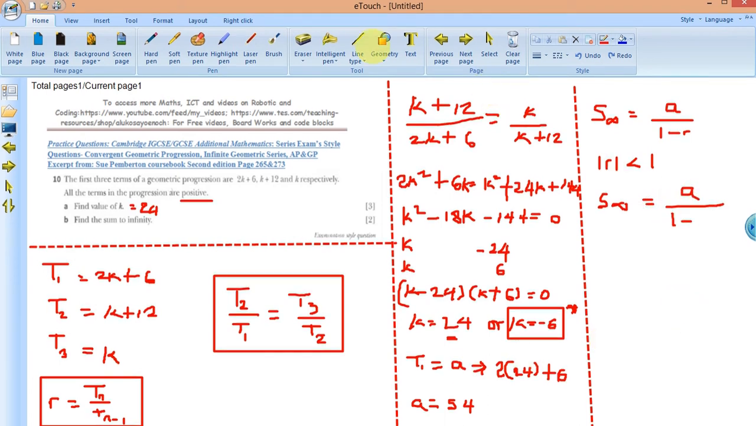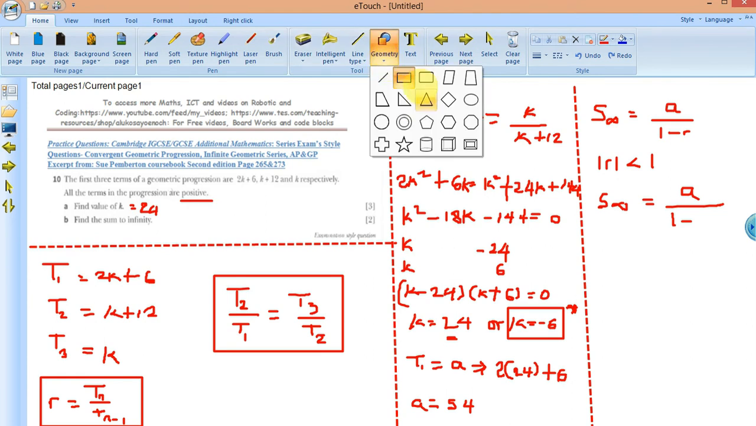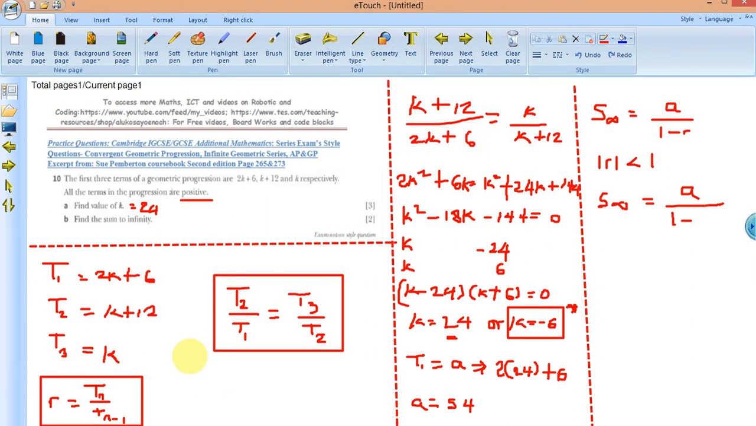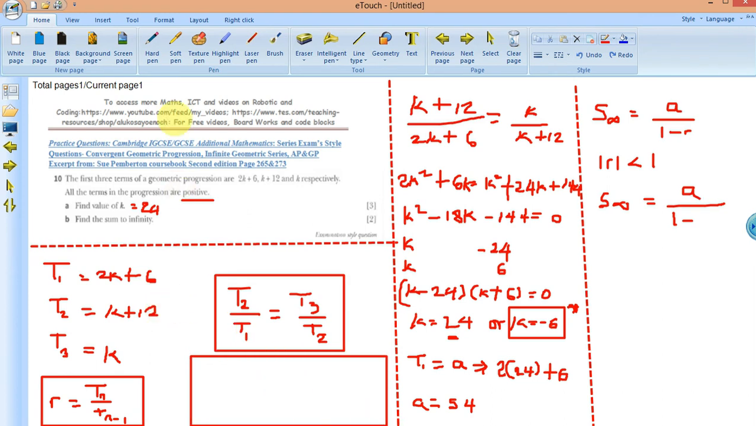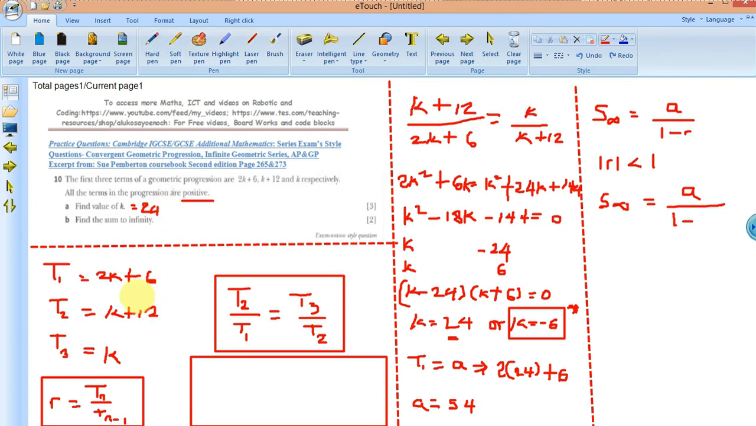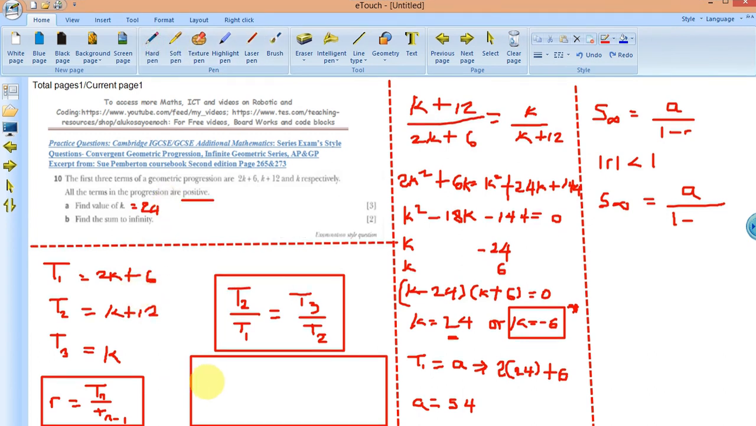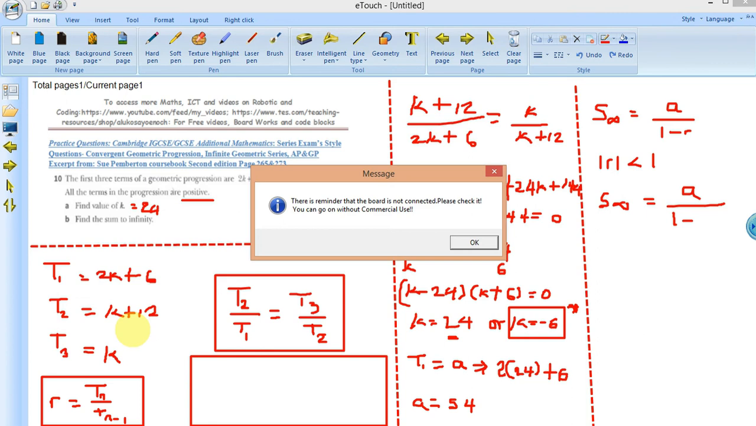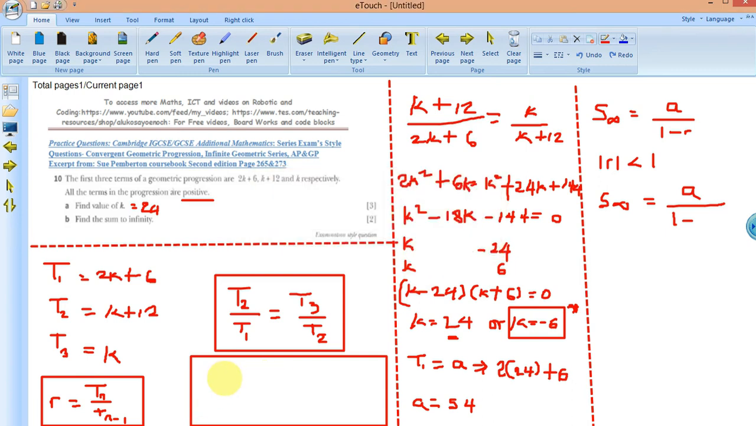I need to manage my board very well, guys. Let me just go ahead and do the common ratio here. So I can just do t2 over t1, like that. Okay, I have 54 already. Yeah, I think I will go with t2 over t1. Since K is 24, so 24 plus 12, sorry about that, 24 plus 12 is 36. I have t1 already. Okay, so t2 is 36.